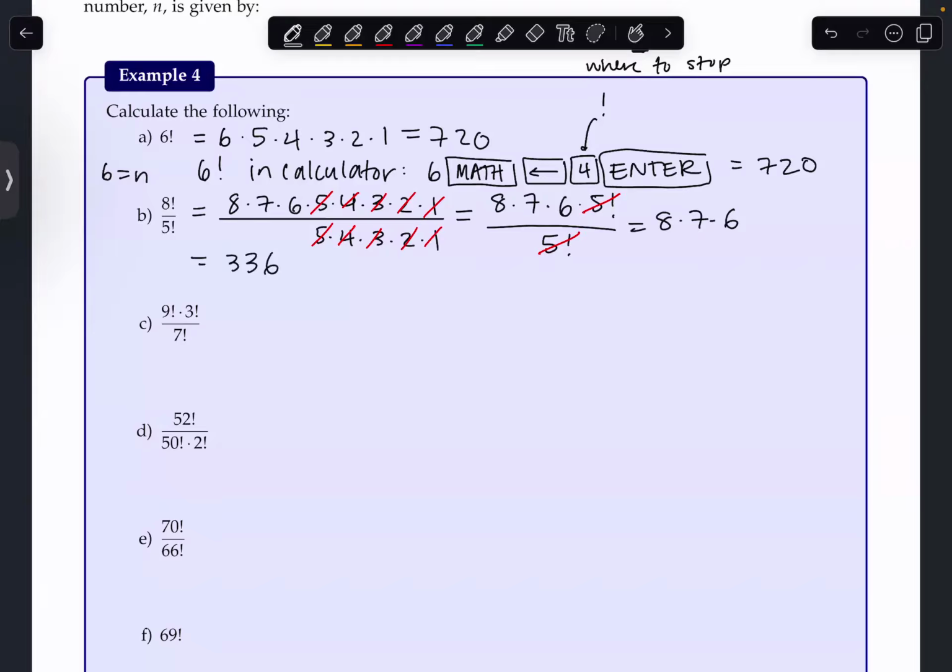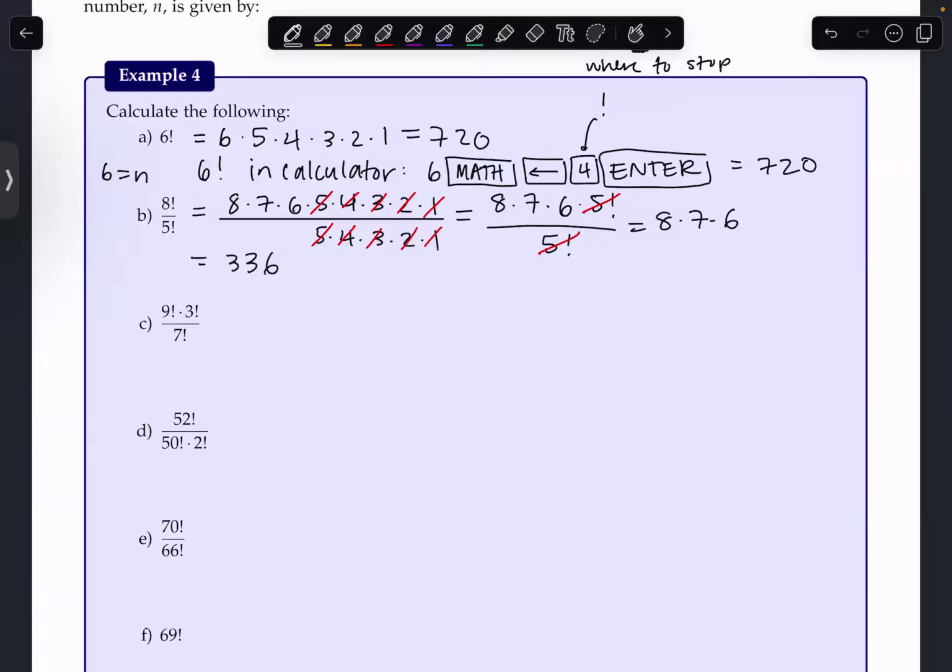We'll see eventually, like in part D, I have something like 52 factorial. I do not want to write every single digit, 52 down to 50, or all the way down to 1, right? This is why we want these techniques to simplify our work much faster. Okay, so let's do the next one here.